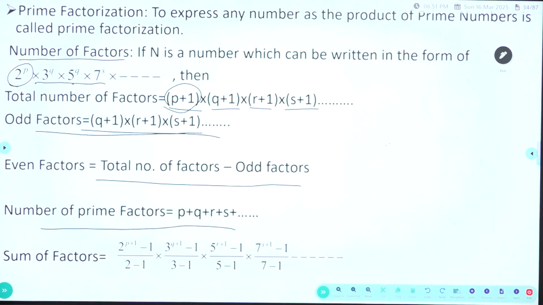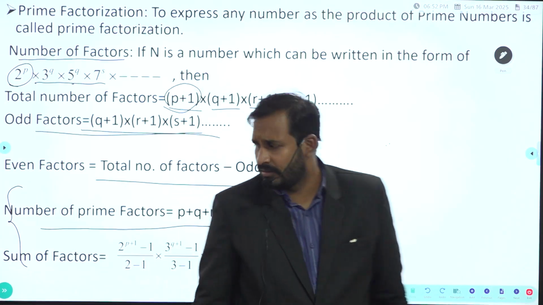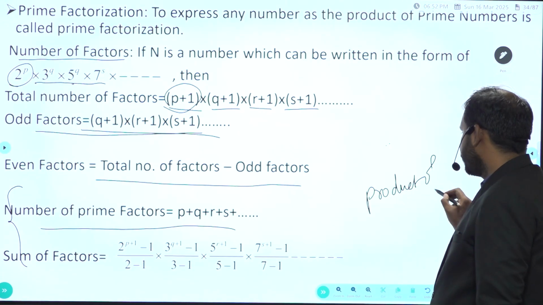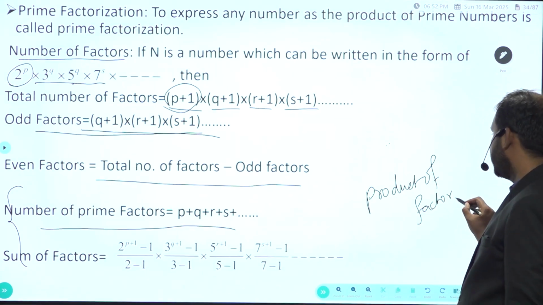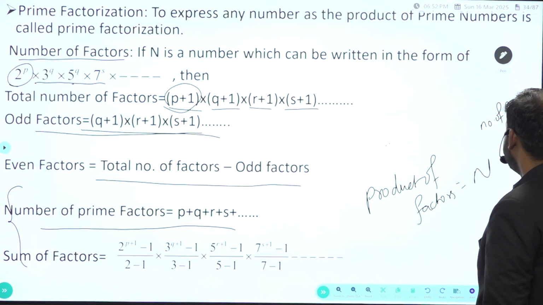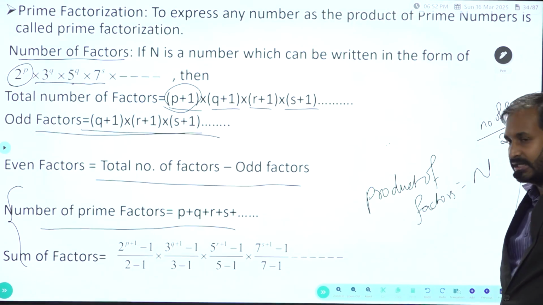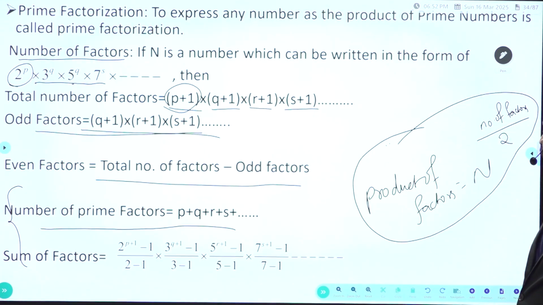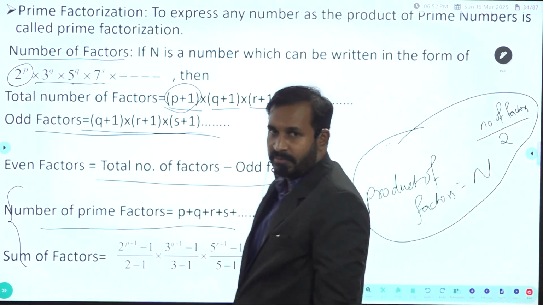Simply add the powers. See, very rarely we will use these concepts. Okay, very rarely we will use these two things, sum of the factors, very rarely. See, please once go through the formula, but we will not use that much frequently. There will be one more thing, that is product of factors. Then that one will become what? N power number of factors by 2. For example, if they ask you, you should have a knowledge, right? So the product of factors is equal to n to the power of number of factors by 2.